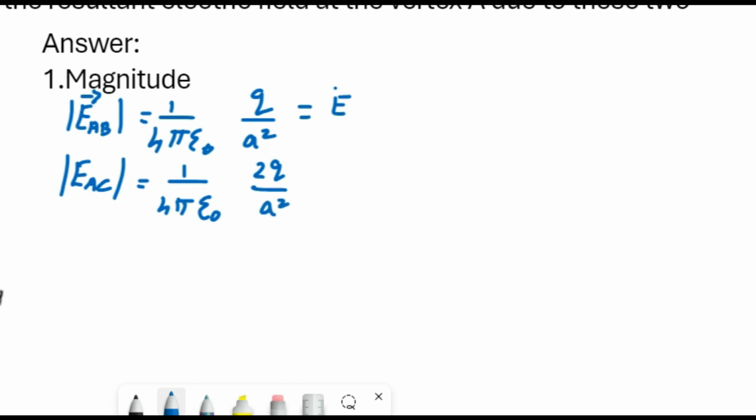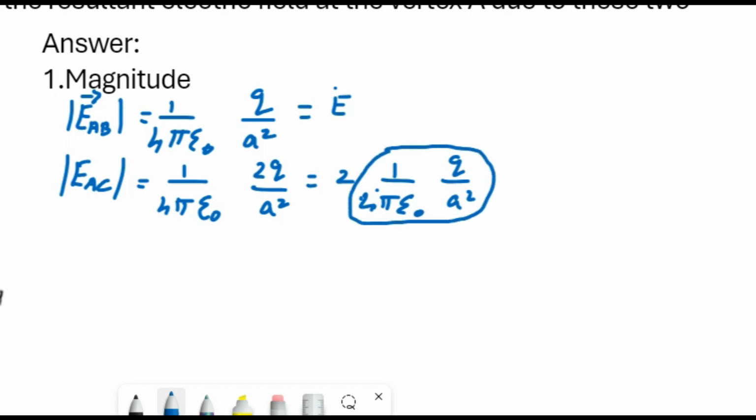We will write only 2q divided by a square. And if you identify E from this equation, this part, you can see that it looks like 2 times the previous equation, or 2 times 1 by 4 pi epsilon 0 q by a square. So this part is actually E. So you can write this is equal to 2E now. Okay, so EAC will be equal to 2E.